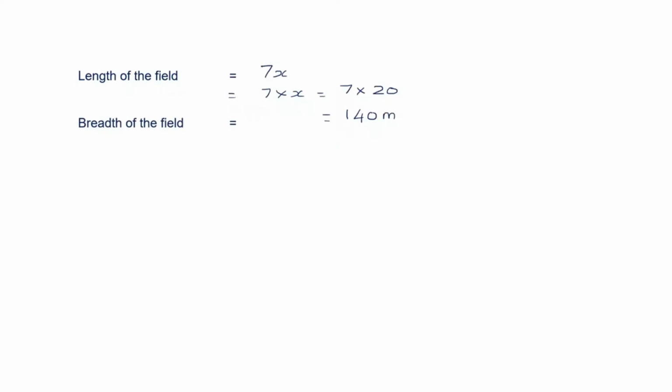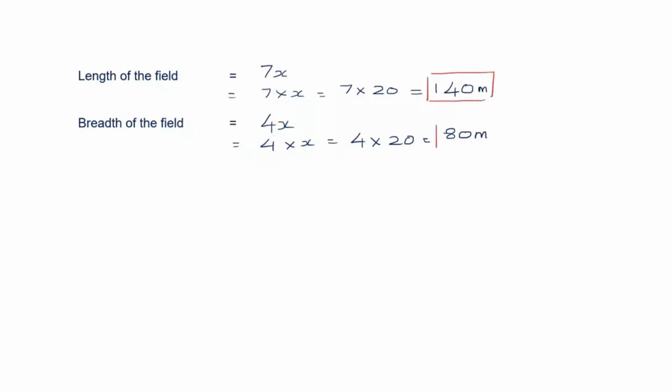Breadth we said is 4x. So that is 4 into x, which is 4 into 20. So we've substituted the value. Now 4 twos are 8 and 0. 4 into 20 is 80. 80 meters. So we have found the length as well as the breadth.